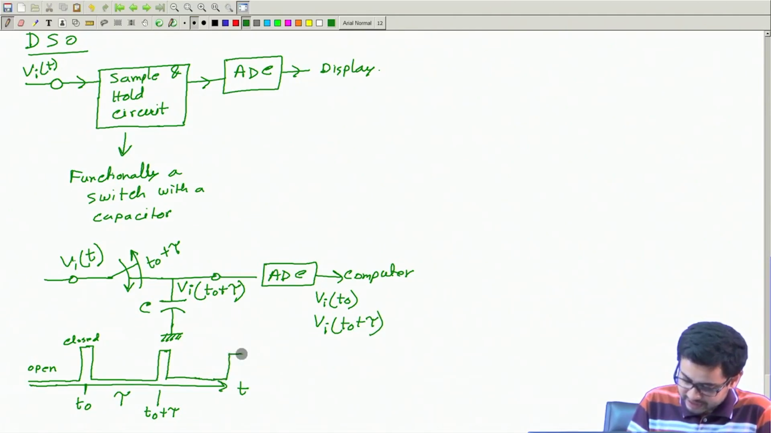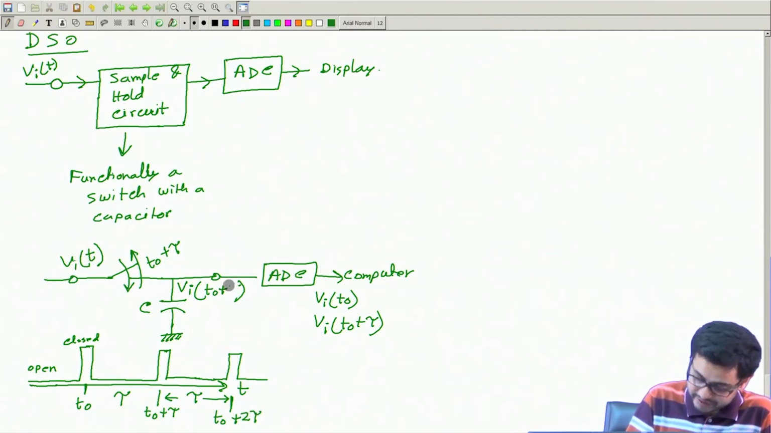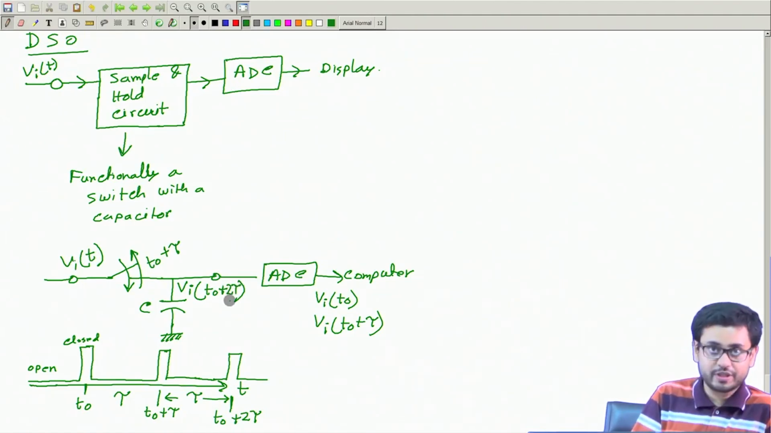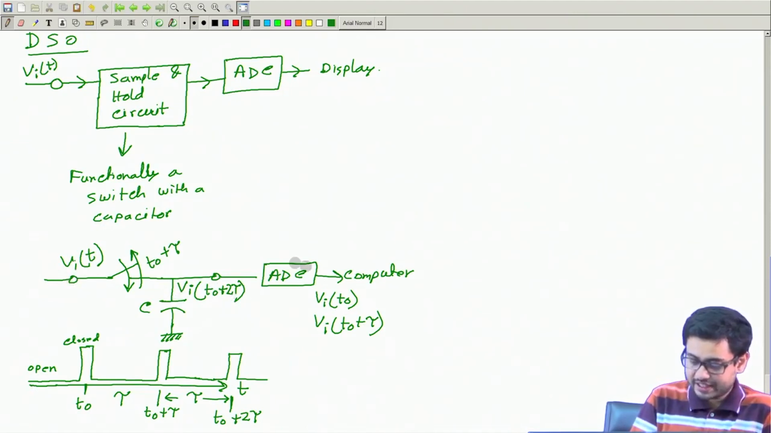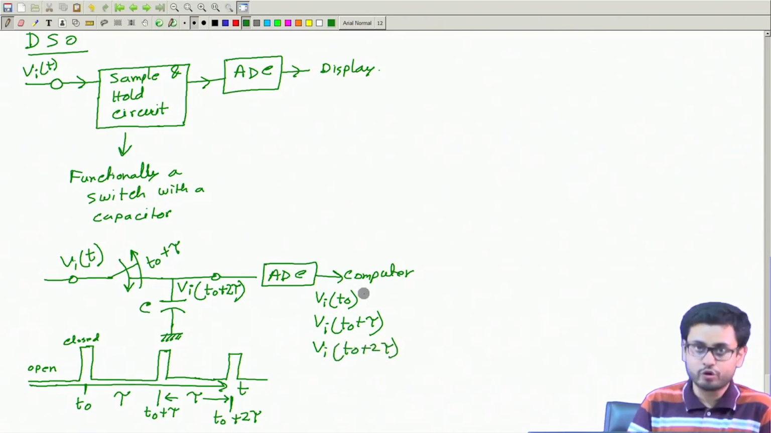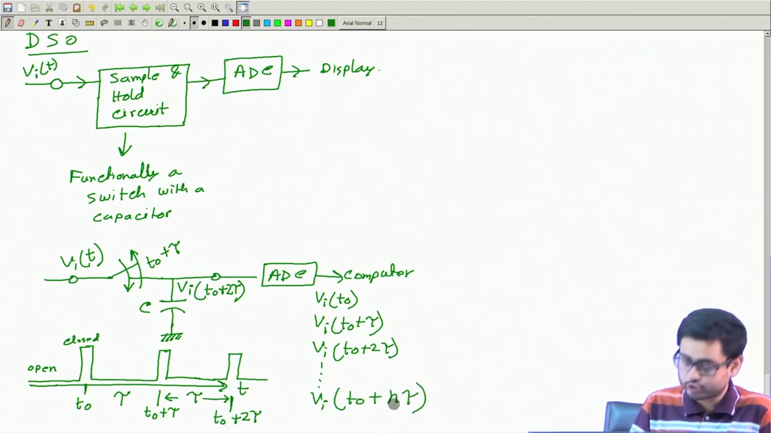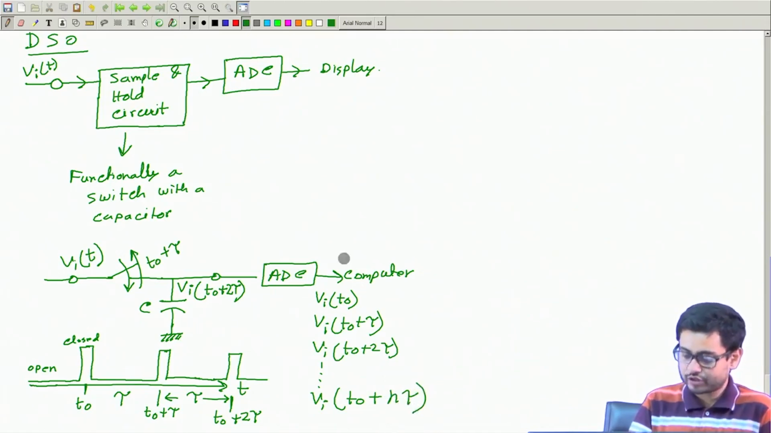So after again a gap of tau, at this instant, which is t naught plus 2 tau, we will close this switch again and open it. So this voltage at that moment, Vi(t naught plus 2 tau), will come here, be measured by this ADC, and go to the computer. In this way, we will have Vi(t naught plus n tau), in general, where n is 1, 2, 3, 4, etc. And these voltages are available to the computer.